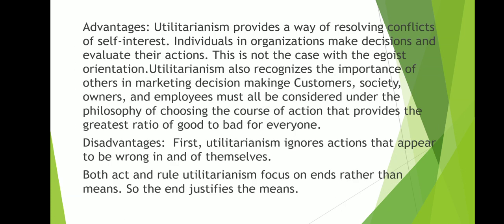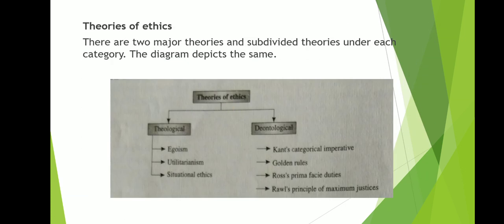These are the three things which come under teleological theory, that is egoism, utilitarianism and situational ethics. All the three consider the result, not the action. Teleological theory, a theory which focuses more on the results than the action. So egoism, any action which gives the maximum benefit to an individual in the long run, that is an ethical action. Utilitarianism, any action that is going to bring the maximum benefit to a group of people who are concerned, is called utilitarianism. Situational ethics, the decisions are taken on the basis of situation. That is all about teleological theories.